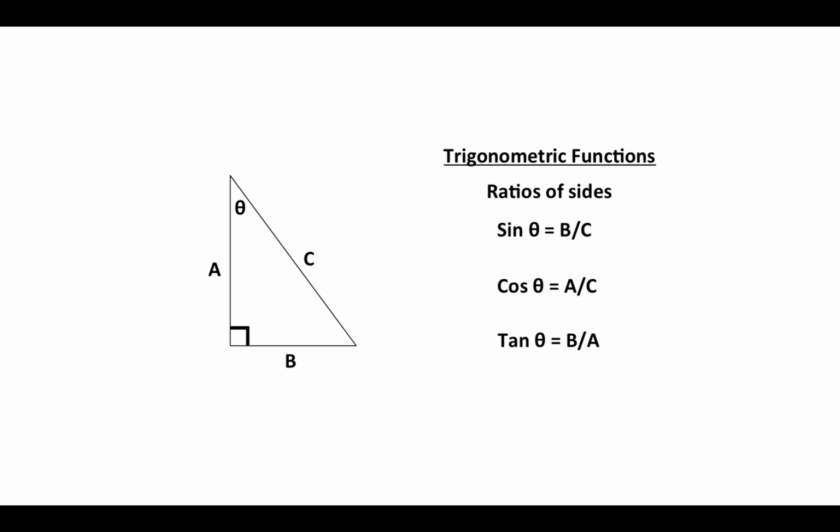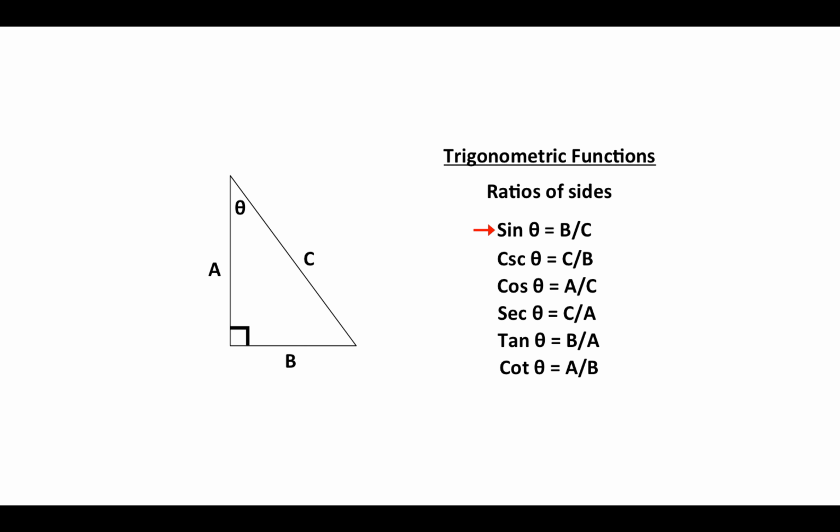And there are 3 reciprocal functions. The reciprocal function of the sine is the cosecant, in this case c over b. The reciprocal function of the cosine is the secant, c over a, and the reciprocal function of the tangent is the cotangent, a over b.